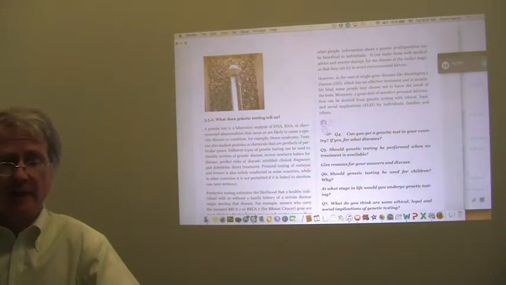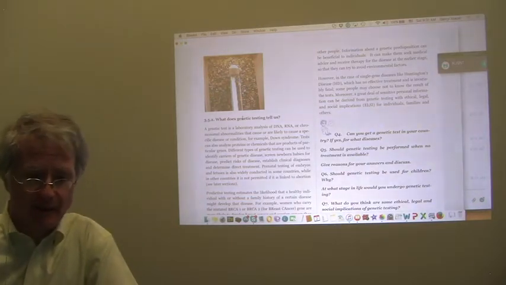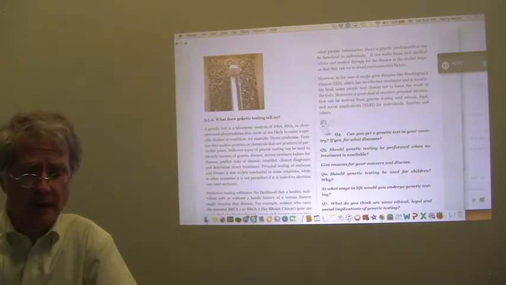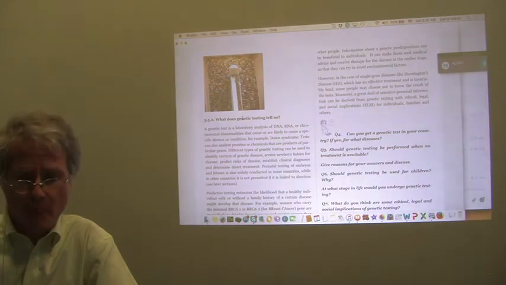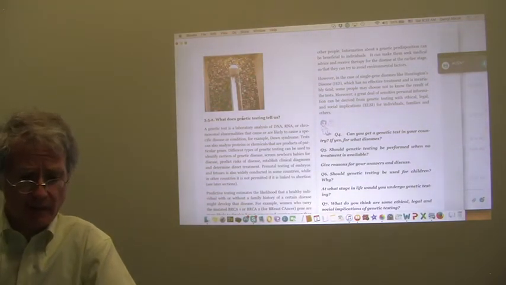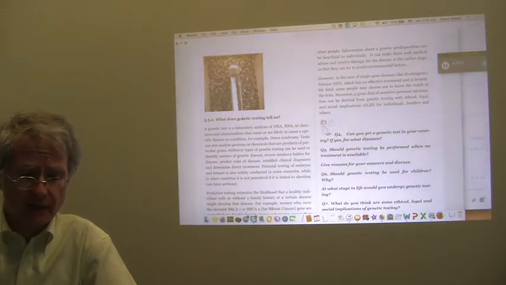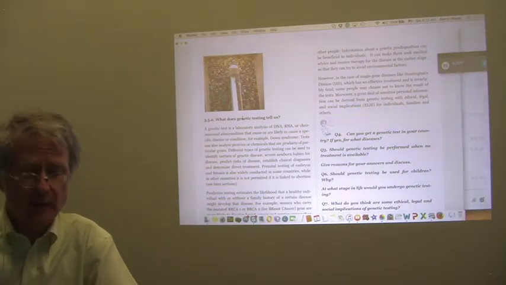3.52, what does genetic testing tell us? A genetic test is a laboratory analysis of DNA, RNA, or chromosomal abnormalities that cause or are likely to cause a specific disease or condition. For example, Down syndrome. Tests can also analyze proteins or chemicals that are products of particular genes. Particular types of genetic testing can be used to identify carriers of genetic disease, screen newborn babies for disease, predict risks of disease, establish clinical diagnoses, and determine direct treatment.